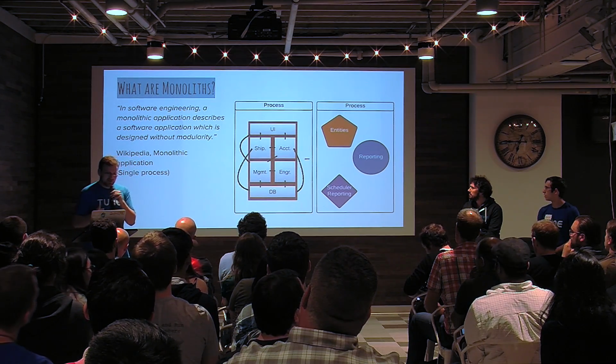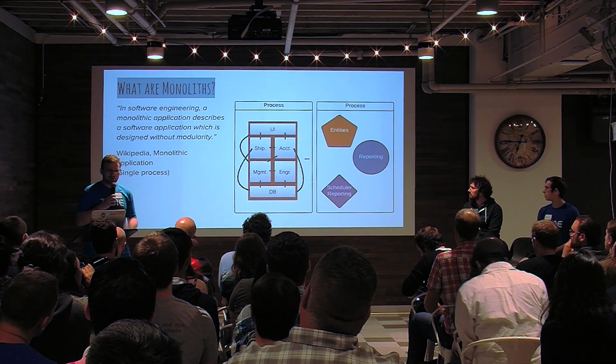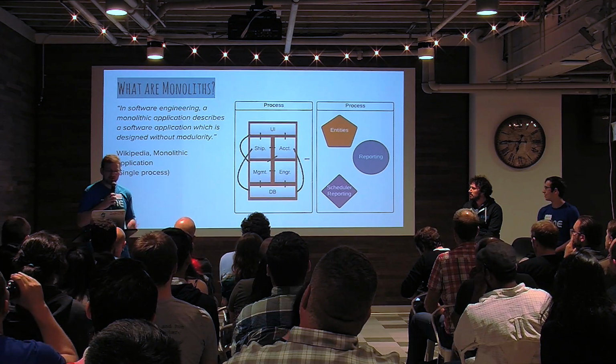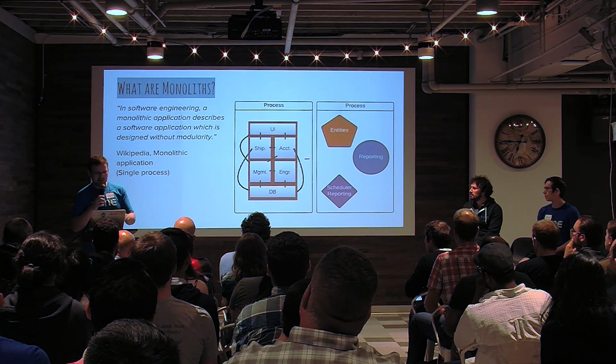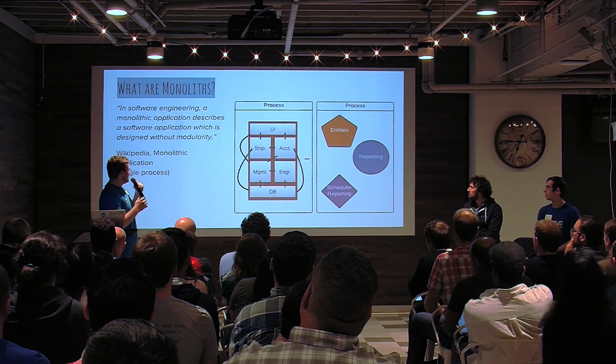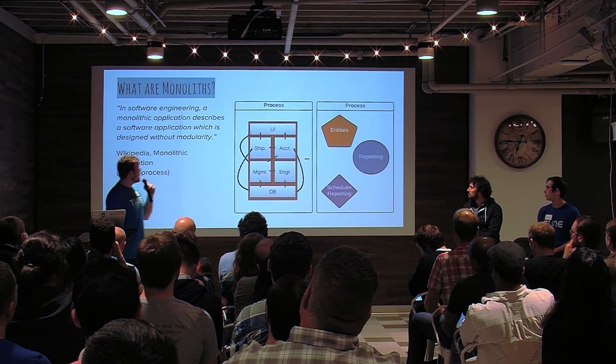In software engineering, a monolithic application describes a software application which is designed without modularity. And I'd like to add single process. So as you can see in the diagrams, these are the two aspects that you end up with.